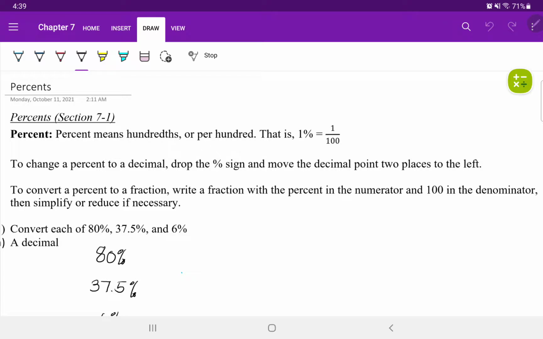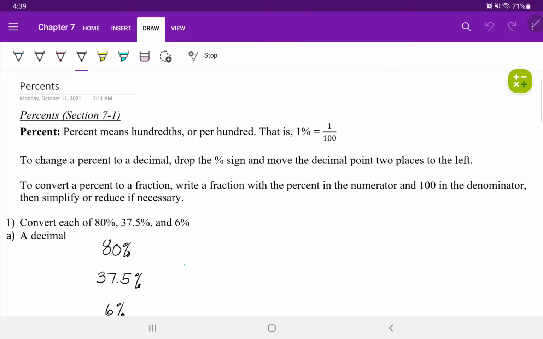There are different ways we can work with a percentage. We can also refer to a percentage as a decimal or as a fraction. You have to know certain conversion rules when it comes to percentages, fractions, and decimals. For example, to change a percent into a decimal, you will drop the percent sign and move the decimal point 2 places to the left. And if you want to convert your percent into a fraction, you're going to write a fraction with the percent in the numerator and 100 in the denominator, then simplify or reduce if necessary.